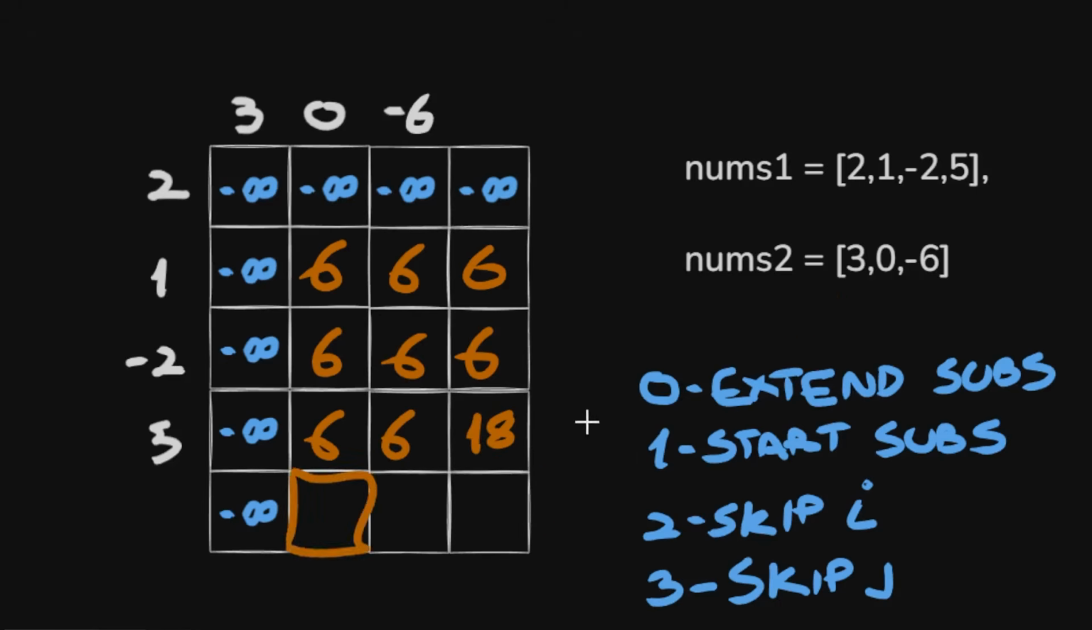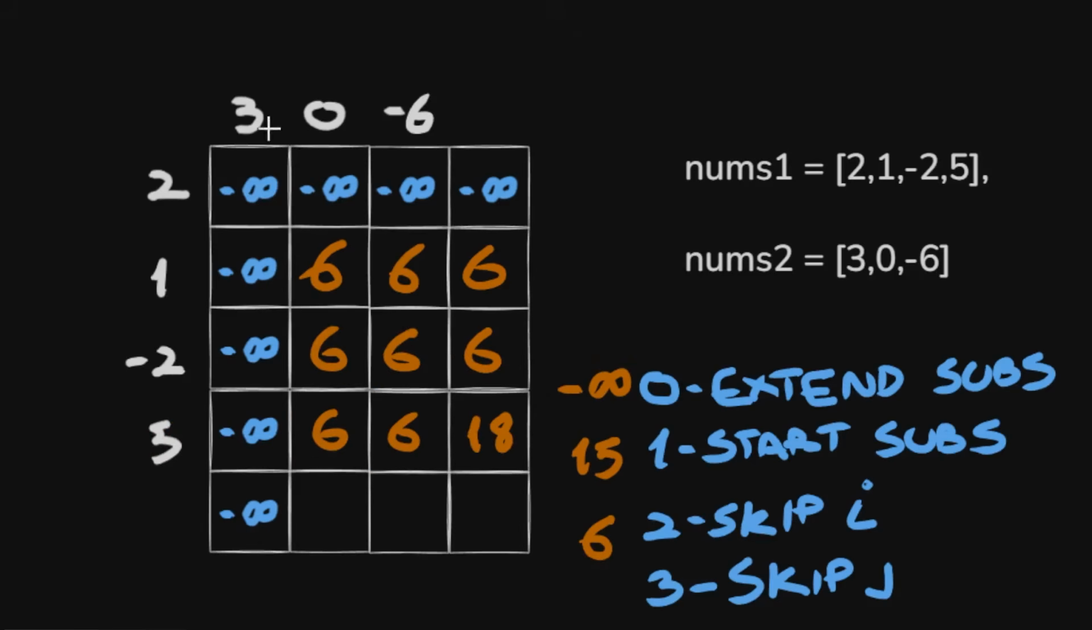Now we are here. In this scenario, we extend the current subsequence. So we do minus infinity plus 3 times 5, and this is minus infinity. For this scenario, we start a new subsequence, so we do 3 times 5, which is 15. For this scenario, we skip this number, so we are looking at this result. This is 6. And for this scenario, we are skipping this number, so we are looking at this cell. This is minus infinity. The maximum number here is 15, so we put 15 here.